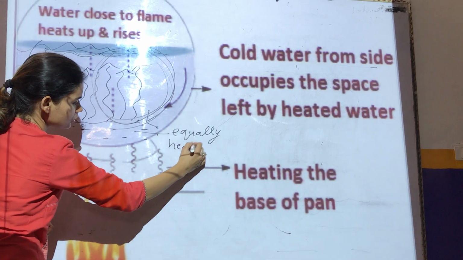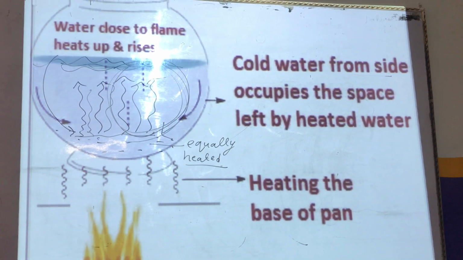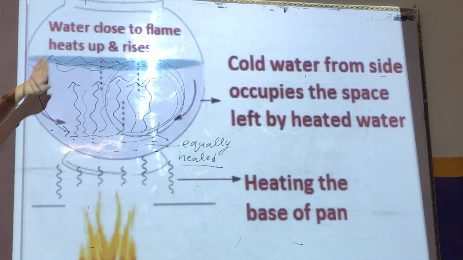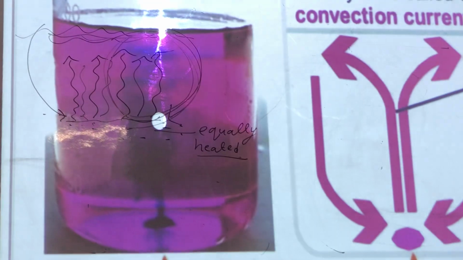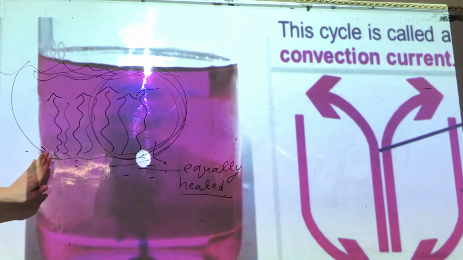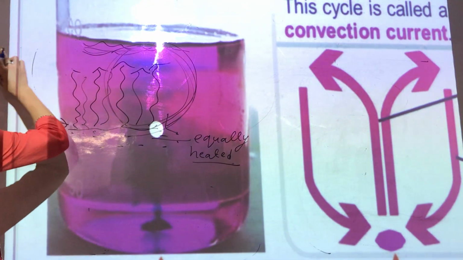The water boils because these particles are absorbing this heat. That is what you will study in higher classes. So this cycle is called the convection current. Okay, so it happens in the same way also.